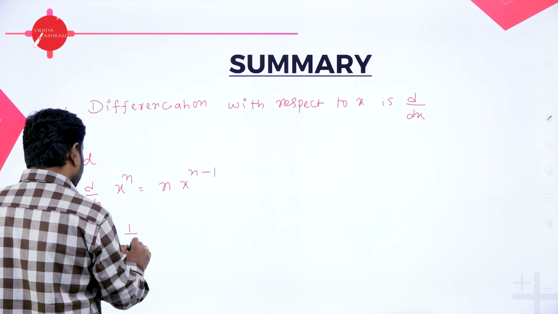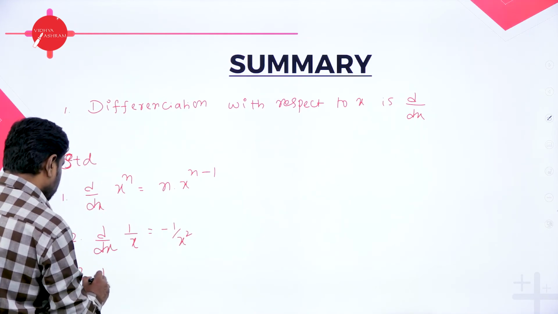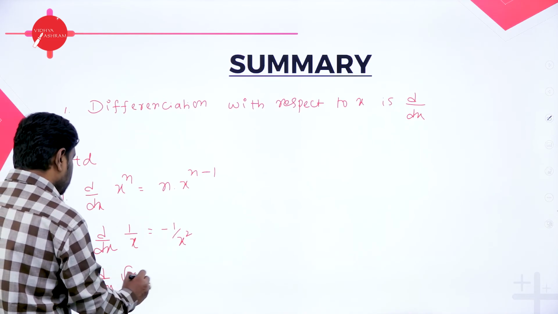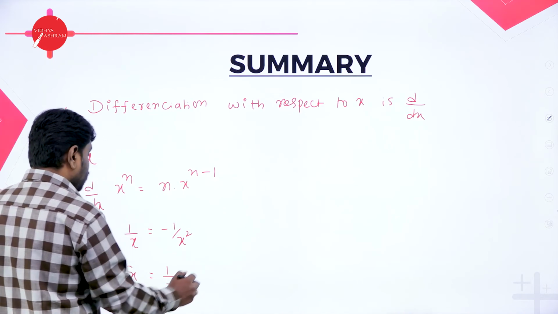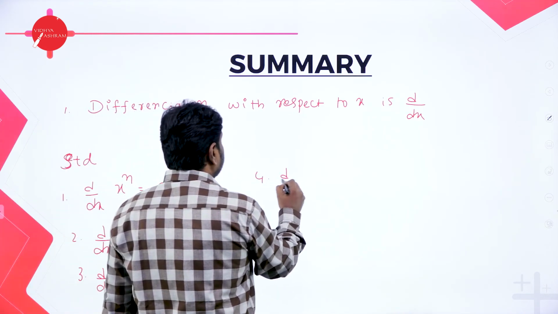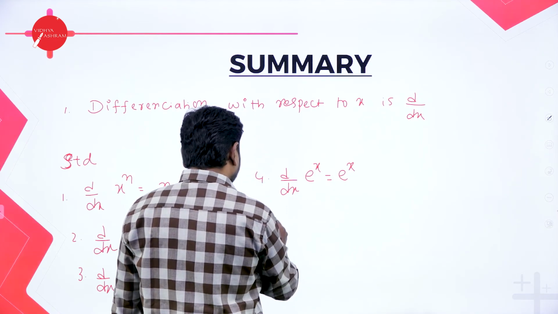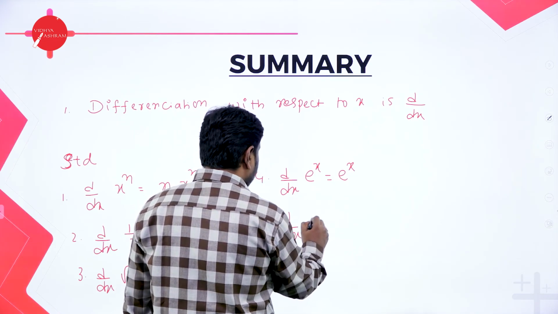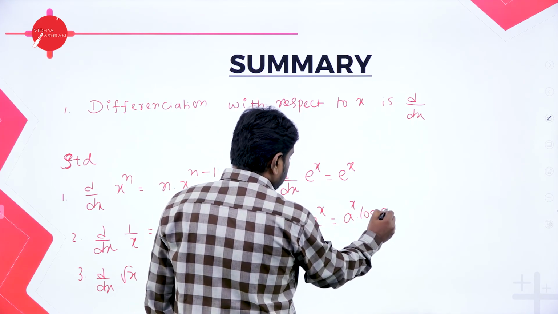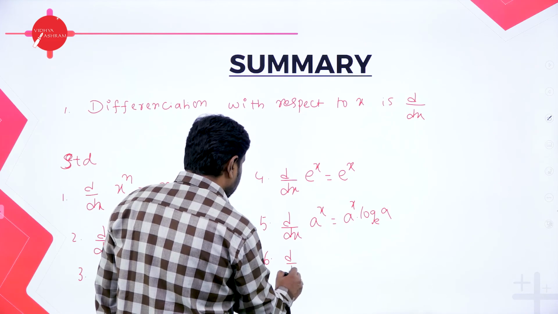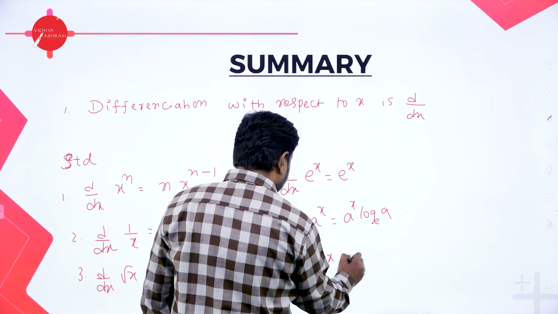d by dx of 1 by x is minus 1 by x square. d by dx of root x is 1 by 2 root x. All these things you can convert into the first form and you can derive. Similarly, we also have the fourth one, d by dx of e power x. Derivative of e power x is e power x. Fifth one, d by dx of a power x is a power x into log base e a. And sixth one, d by dx of log base e x is 1 by x.